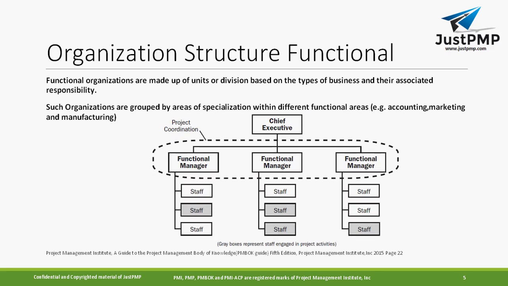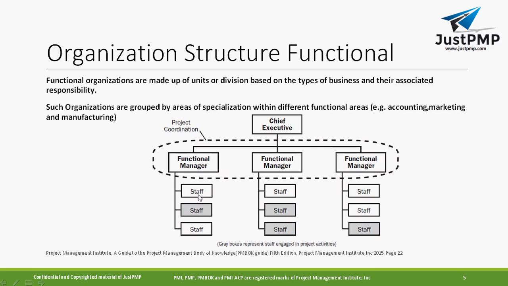Okay, the functional organizational structure. In this case, functional organizations are made up of units or divisions based on the type of business and their associated responsibilities. Such organizations are grouped by areas of specialization within the different functional areas. So let's talk about accounting, marketing, and manufacturing. This can be accounting, this can be marketing, this can be manufacturing.